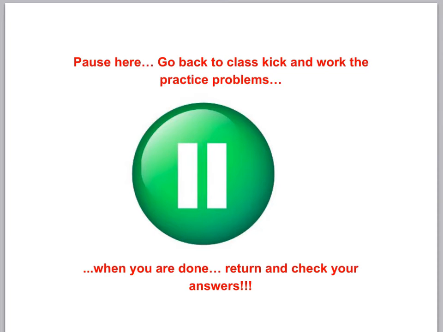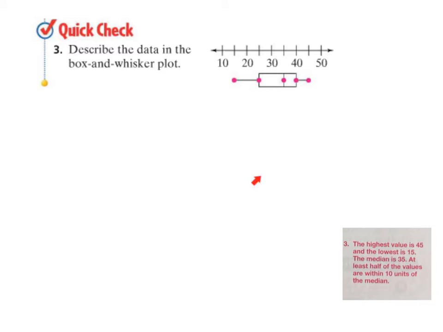Pause, go ahead and head into class kick, and your turn. I'd like to see you write out what you're going to have in there. Here you can already see what I have down below. So again, important things to tell me. The lowest score here, whatever this data was, is 15. The highest score is 45. The median is about 35. 50% of the data, half of it, falls between 25 and 40. And you can say it's a little bit skewed, heavier to the right, because the median line is not dead center in the box.